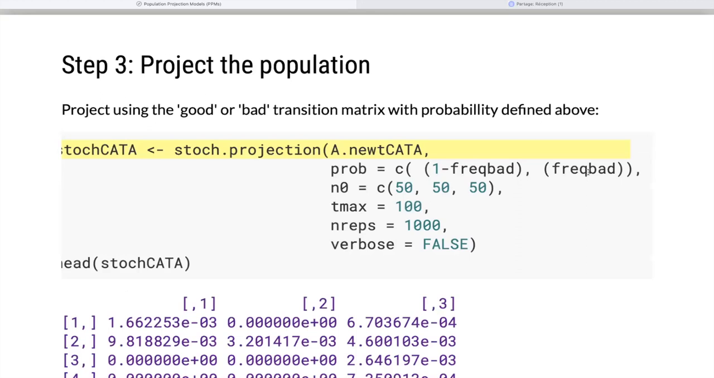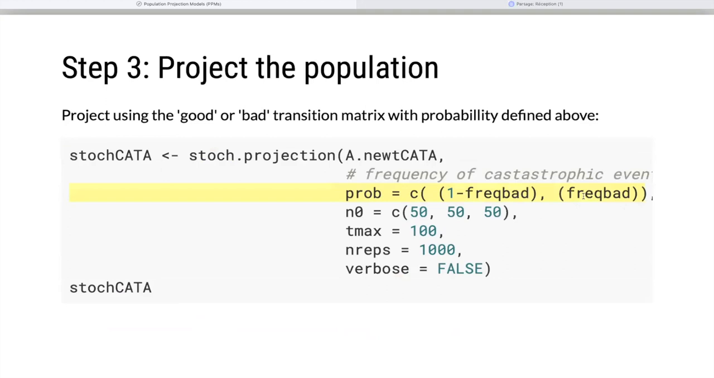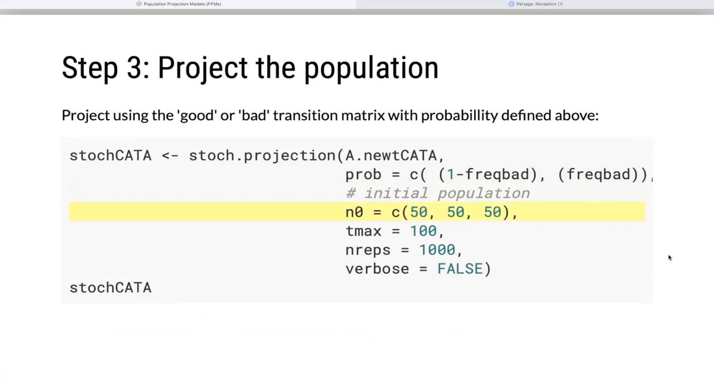So 2 years out of 3 are good, and 1 year out of 3 is bad. The initial population size, we used 50, but you should probably use the real population size you have, if you know it.